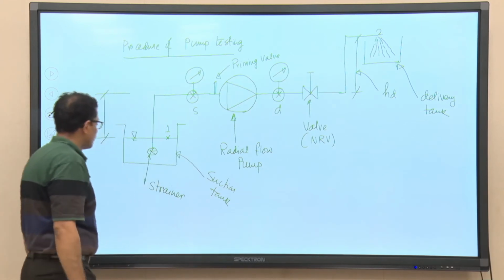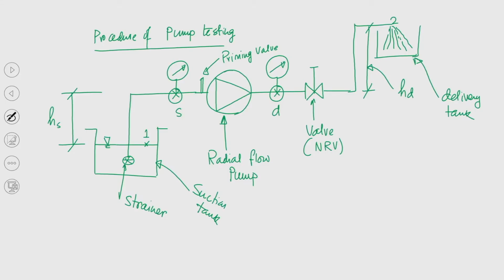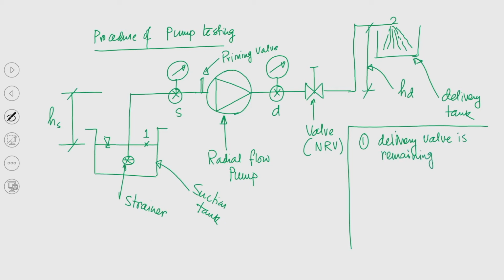Okay. Now, what is done? Let me tell you the steps. First, I am writing the steps. Number 1, delivery valve is closed. Delivery valve is remaining fully closed. So, this is step number 1.